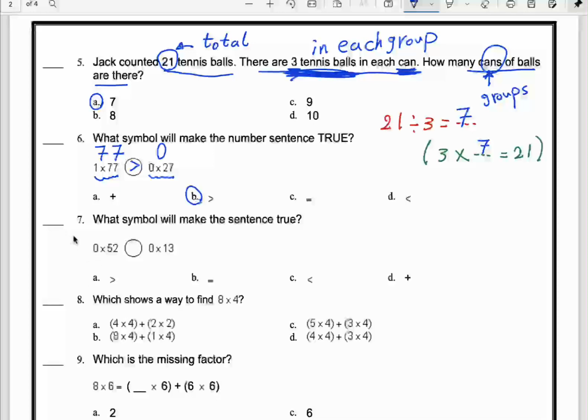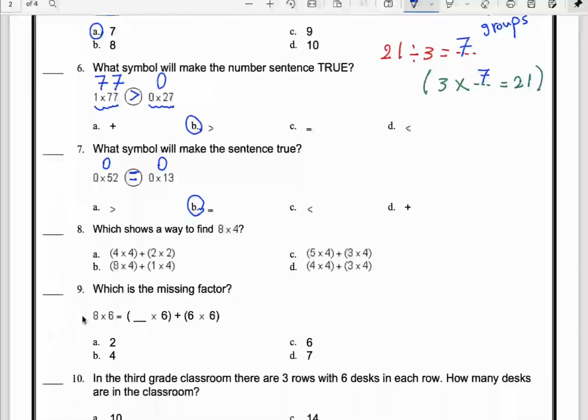Okay. In question number 7, what symbol will make the sentence true? Let's see the two sides. Remember, when you multiply any number by 0, you get 0. So 0 multiplied by 52 equals 0. And 0 multiplied by 13 equals 0. So as you can see, my heroes, we have 0 in the left side and 0 in the right side. So the correct choice should be equal to. The two sides have the same value. So the correct choice is letter B. Before I move to the next question, if you have any problems, you can use your mics and ask. Okay, let's move to the next question.